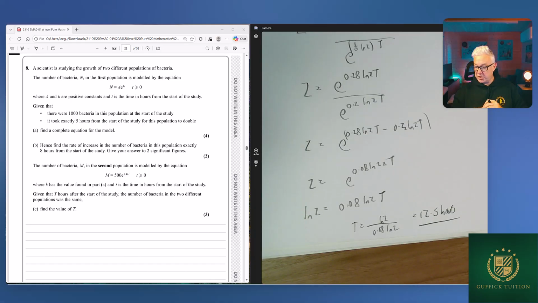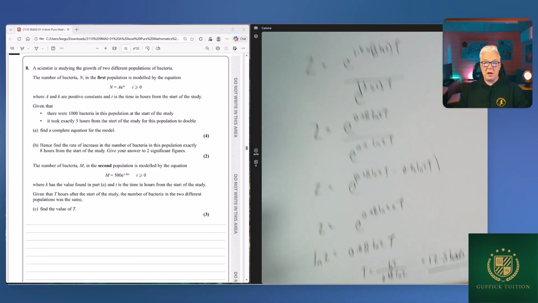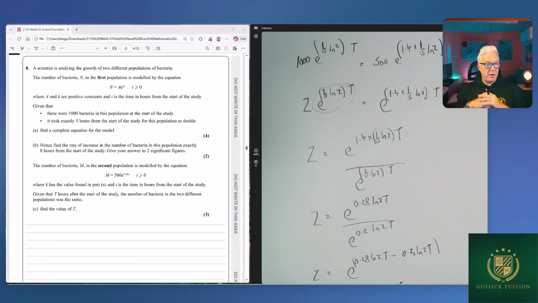Perfect, that's the end of this question. I hope you found that exponential modelling question helpful. Always an important topic to know how to do, I think, to pick up some nice marks on the exam.